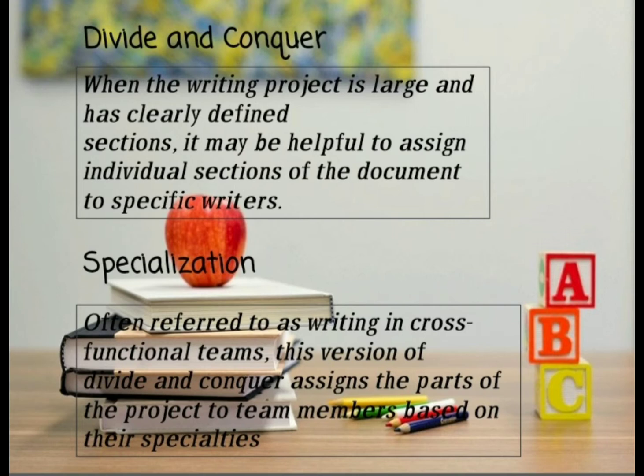Next is specialization, often referred to as writing in cross-functional teams. This version of divide and conquer assigns the parts of the project to team members based on their specialty. Each member will fall into their kind of specialization and competency.